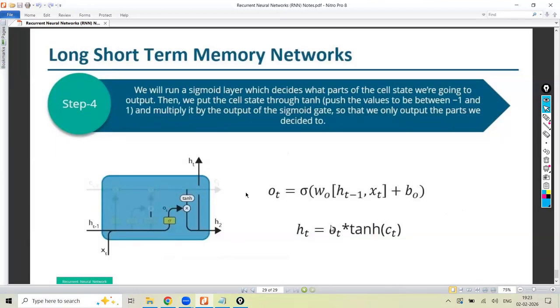Short-term memory updation will be given to the next short-term memory. Long-term memory updation will be given to the next long-term memory. Points are clear, everyone? Now here the third gate. In the third gate, we run the sigmoid layer, which decides what parts of the cell state are going to the output. And we put the cell state through tanH, which gives values between -1 and +1, and multiply by the output of the sigmoid gate. And the parts will be decided.